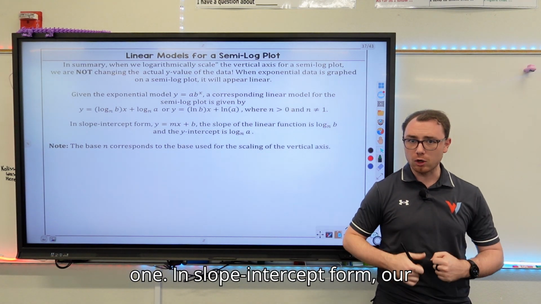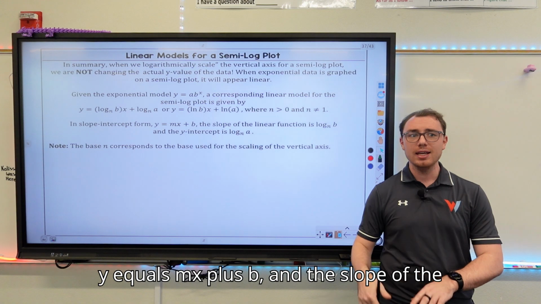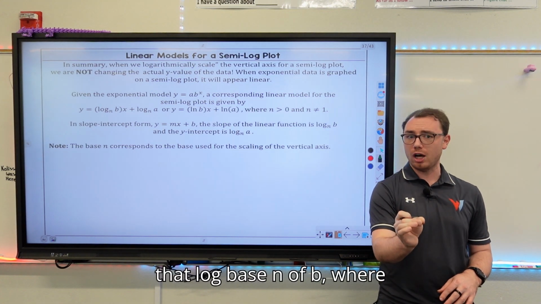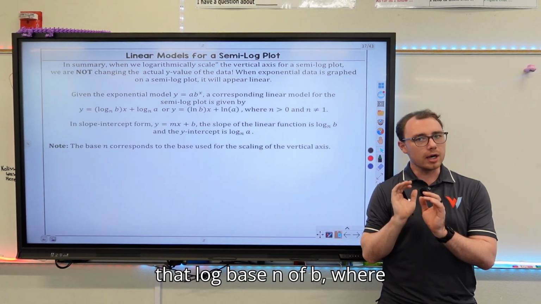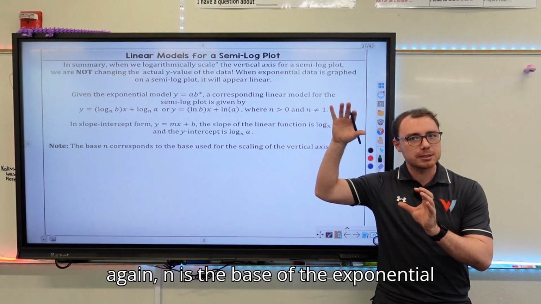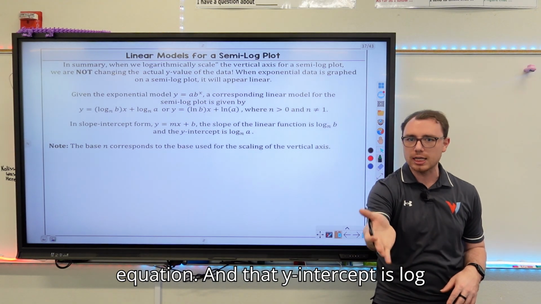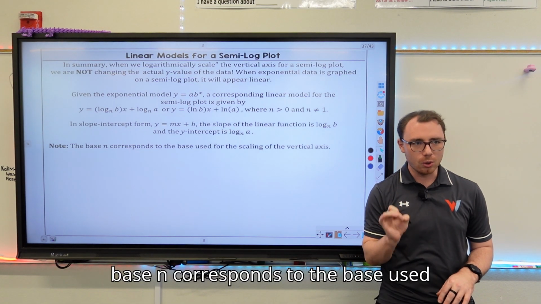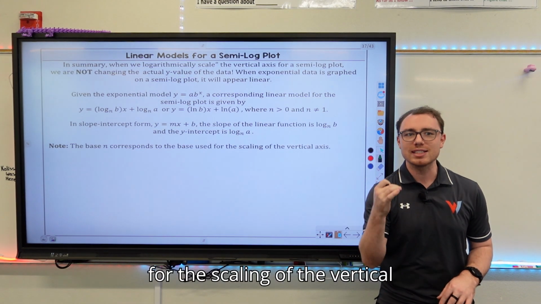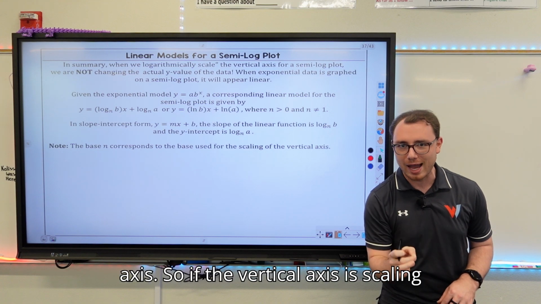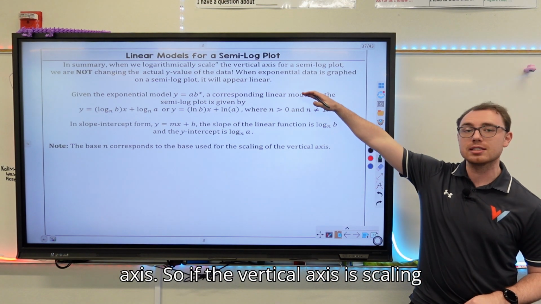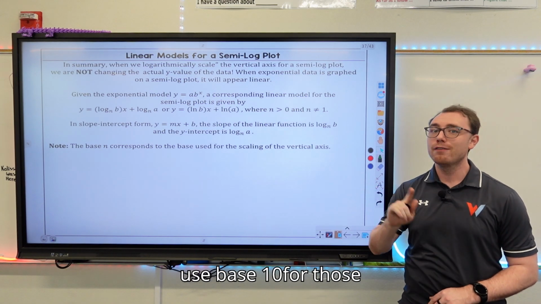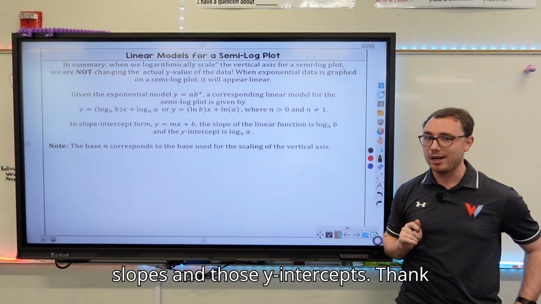In slope-intercept form, our y equals mx plus b, and the slope of the linear function is equal to the log base n of b, where again, n is the base of the exponential equation, and that y-intercept is log base n of a. Remember, base n corresponds to the base used for the scaling of the vertical axis. So if the vertical axis is scaling by a factor of 10, we know that we can use base 10 for those slopes and those y-intercepts.